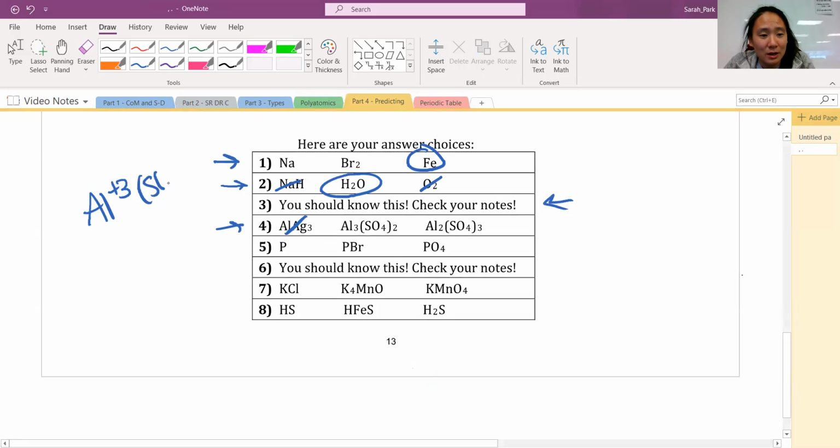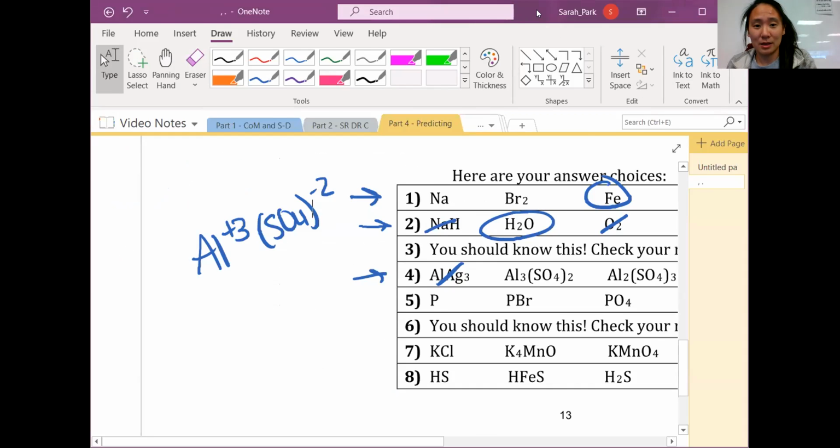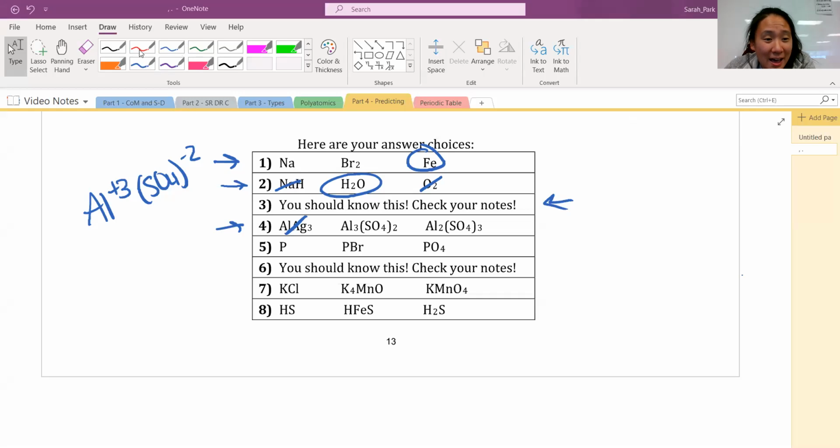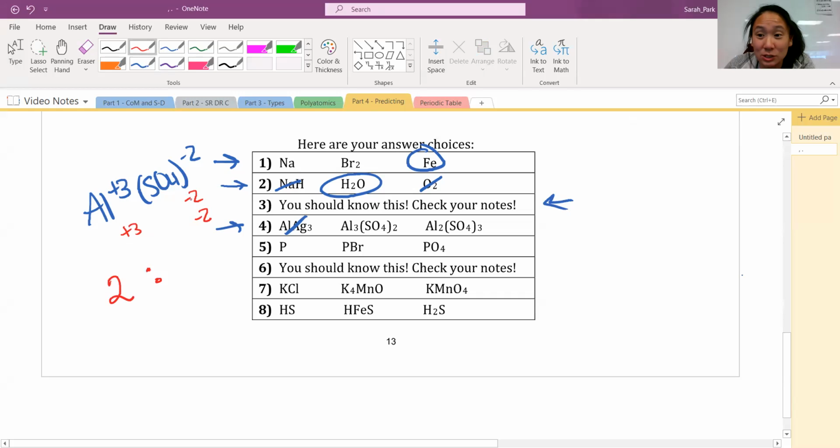SO4 is a -2. So you got to think, okay, how many of each do I need to make this work? I need another +3 and I need -2, -2. So how many aluminums do I need? I need 2 aluminums for every, how many SO4 sulfates do I need? I need 3 of them. So every 2 aluminums, I need 3 sulfates. Remember, you got to cancel out the charges. I know it's been a while, but you got to cancel out the charges. So which one is the correct one?